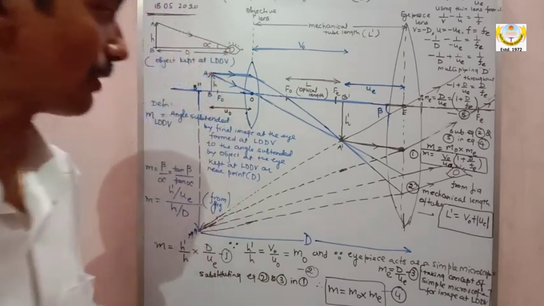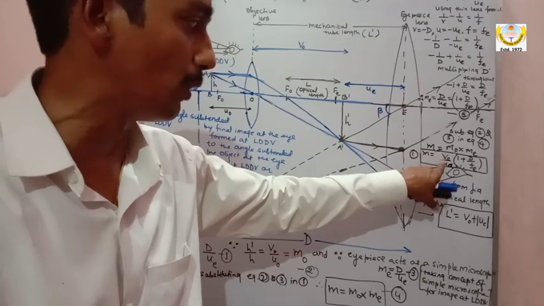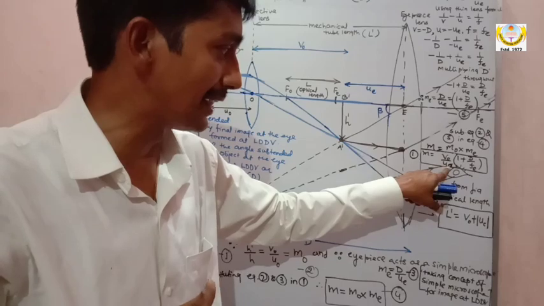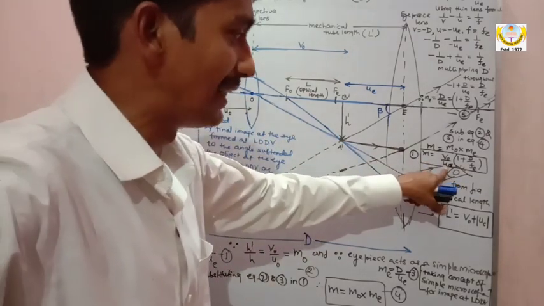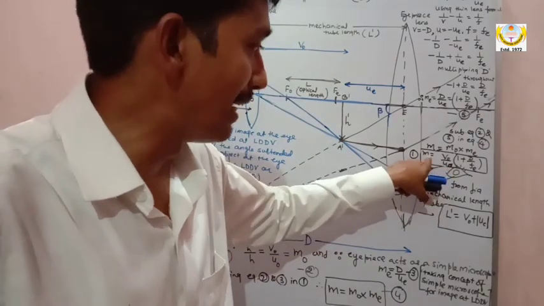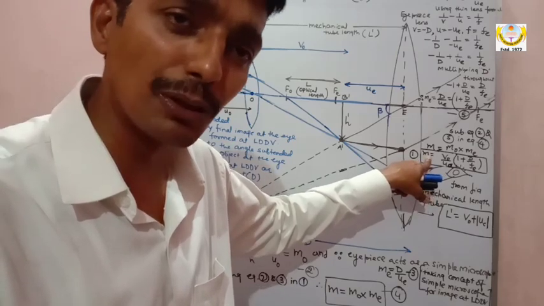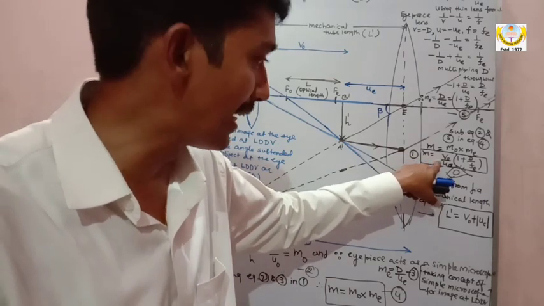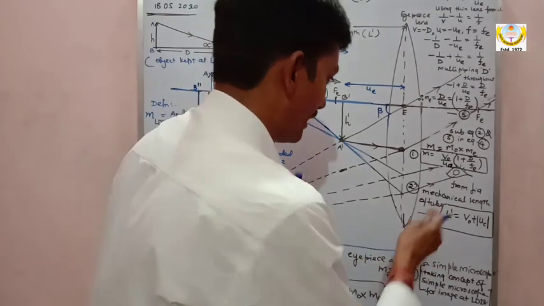Okay, now this is the final answer, my dear. For magnification at LDDV, you will stop here only: VO upon UO, into 1 plus D by FE. And remember, here also my suggestion, even if UO is in minus, while getting the answer of UO in the data, it can be minus. But magnification, angular magnification, the answer should always come positive. So again here mod UO is taken. This is also a right statement. Actually here it should be a mod.